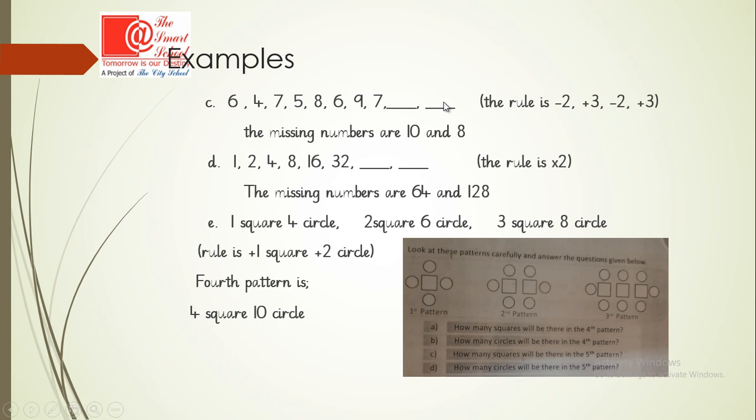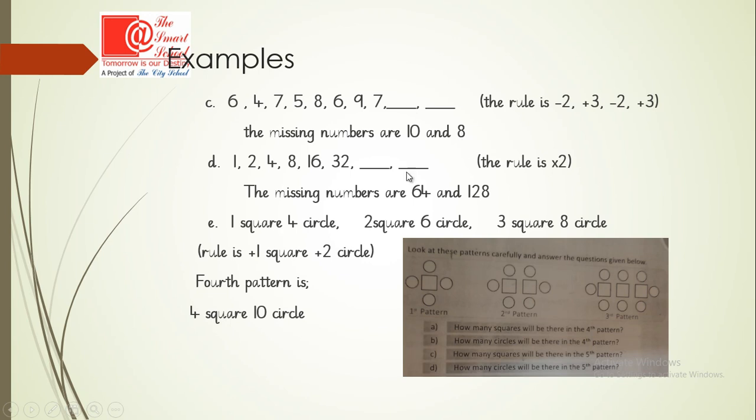So what is the rule? -2 +3, -2 +3. Yes, it is mixed sums, okay, or compound operations. Okay, we did minus here and plus here, so sometimes the sequence could be like this. Yes, you are enjoying it, I hope. So the missing numbers are 10 and 8, because 7 + 3 is 10, and then 10 - 2 is 8.